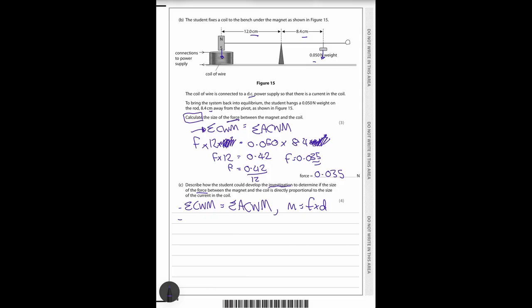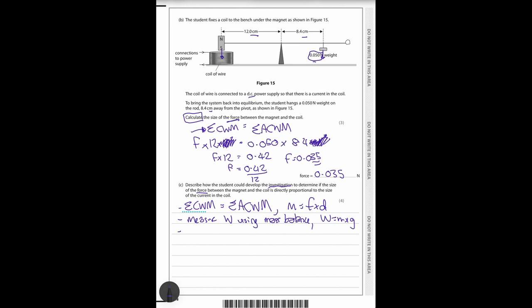So I know the weight, it says it's 0.050 newtons, but I can still say that I'm going to measure it using a mass balance. So measure weight using mass balance, and then I'll have to do W equals M times G. So weight equals mass times gravity, even though it tells me, so I might not get the mark for that, but it never hurts to say it.